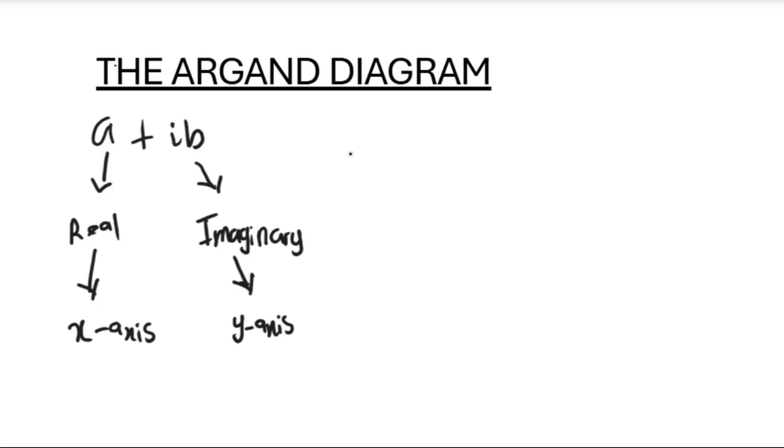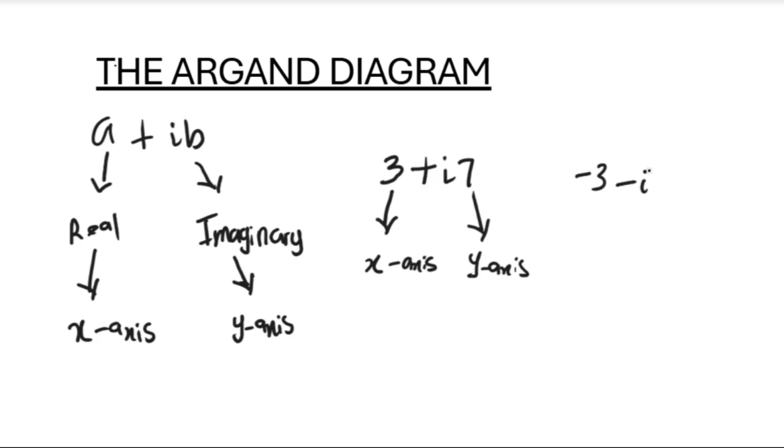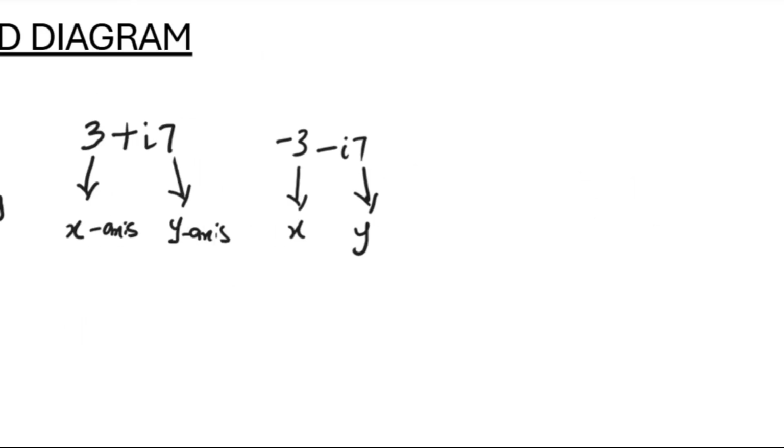So for example, if we have a complex number with a real part of 3 and an imaginary part, let's say 7i, it means that on your x-axis, you are going to locate point 3, and on your y-axis, you are going to locate point 7. What happens in the case where you have -3 - 7i? It means on the x-axis, you will locate -3, while on your y-axis, you are going to locate -7.